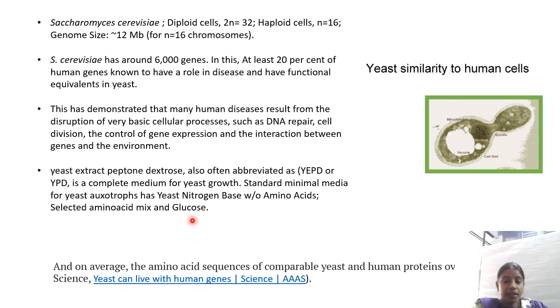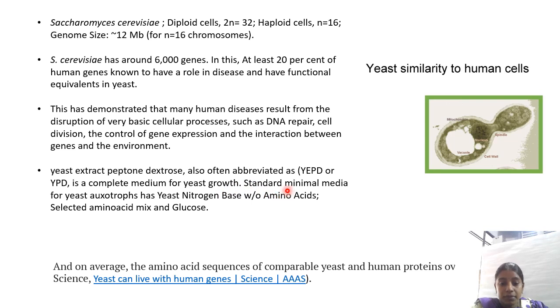Appropriate laboratory strains. Okay. So this yeast, right? If you see, they can be cultured in the complete medium known as YEPD, which is yeast extract peptone dextrose. Okay. So which is the complete medium for the yeast growth. Okay. This is not a minimal medium. This YEPD is the complete medium for the yeast growth.